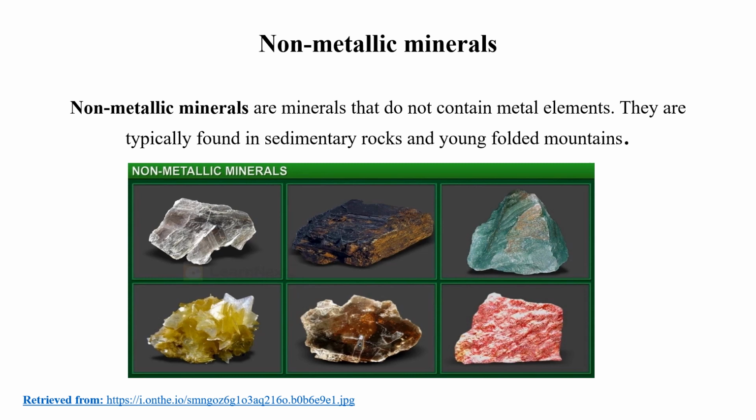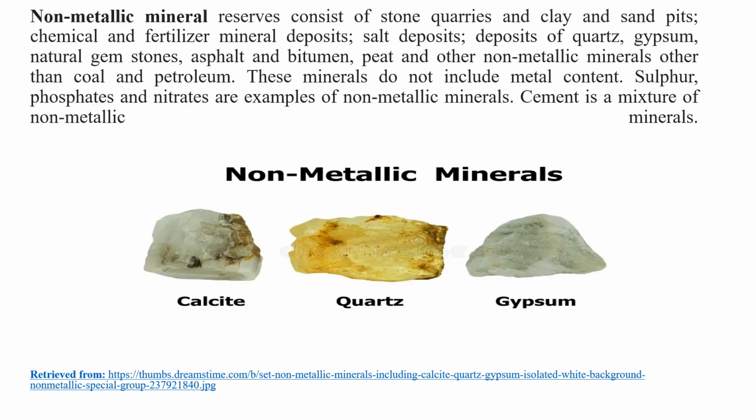Non-metallic minerals. Non-metallic minerals are minerals that do not contain metal elements. They are typically found in sedimentary rocks and young folded mountains. Non-metallic minerals reserves consist of stone, quarries, and clay and sand pits, chemical and fertilizer mineral deposits, salt deposits, deposits of quartz, gypsum, natural gemstones, asphalt, bitumen, peat, and other non-metallic minerals, other than coal and petroleum. These minerals do not include metal content. Sulfur, phosphates, and nitrates are examples of non-metallic minerals. Cement is a mixture of non-metallic minerals.